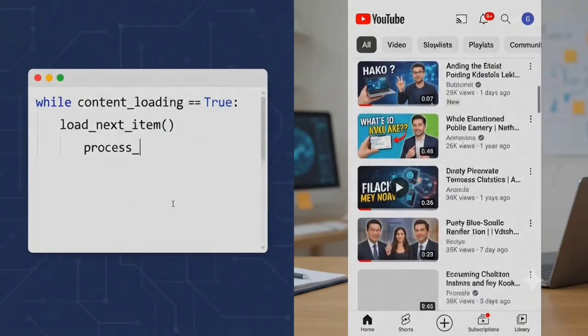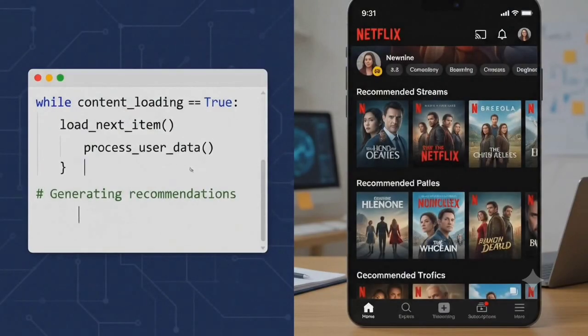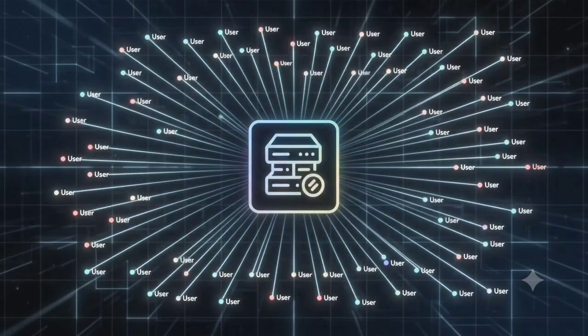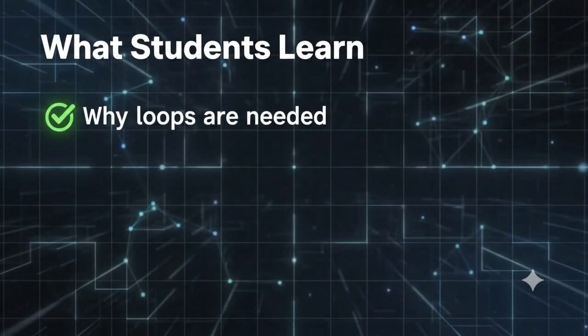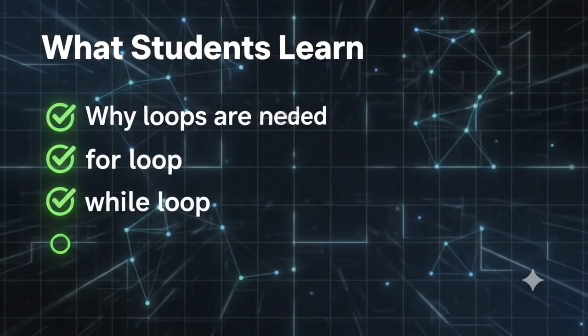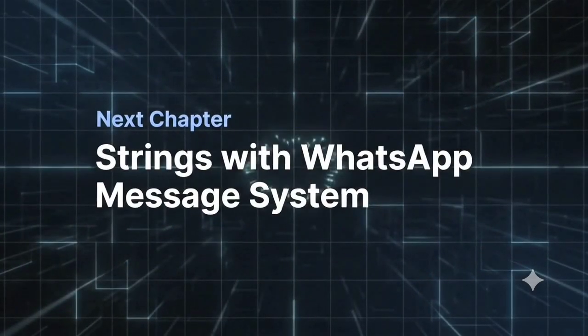Loops are used in apps for repeated tasks like loading feeds, processing data, showing recommendations, and handling thousands of users. Let's review what we've learned: why loops are essential, how both for and while loops work, how to repeat, and how to build your very own simple feed system.